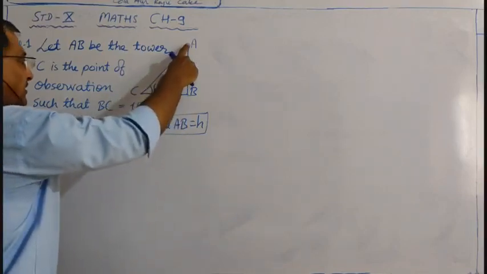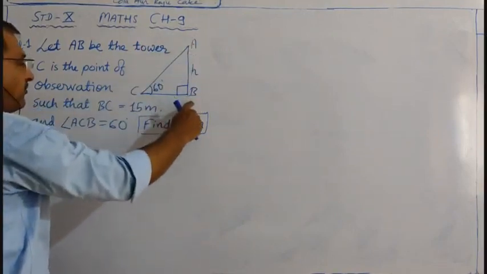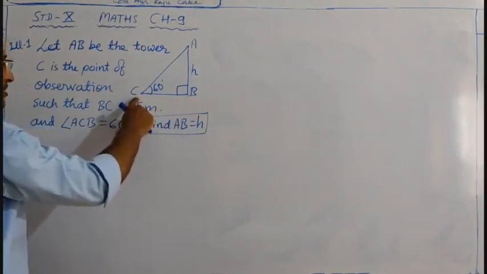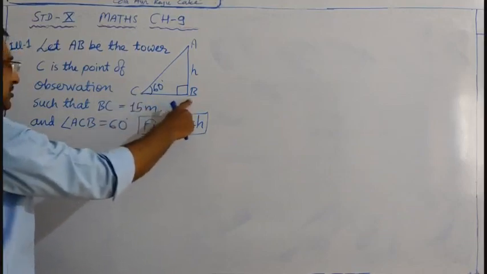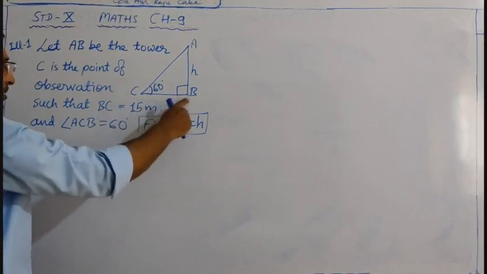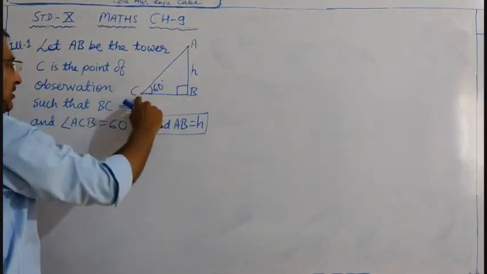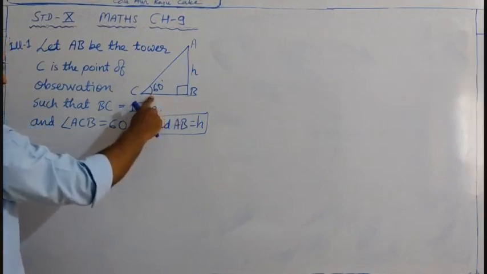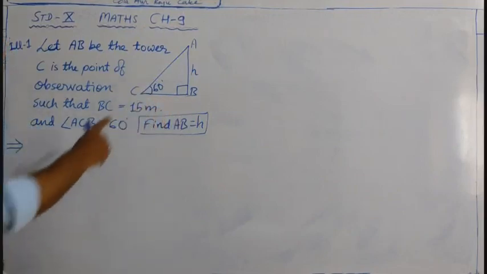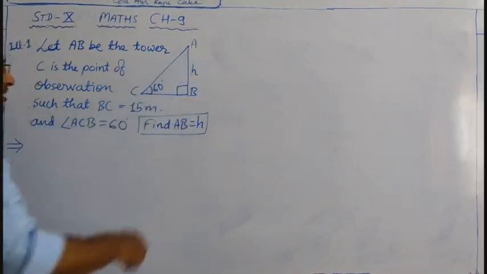This is the ray of sight, and we are observing point A, which is at a height of H, and C is the point of observation at a distance of 15 meter from the base. The angle of elevation, between the ray of sight and the horizontal ray, is 60 degree, that is angle ACB is 60. Now the question is to find the height of the tower.